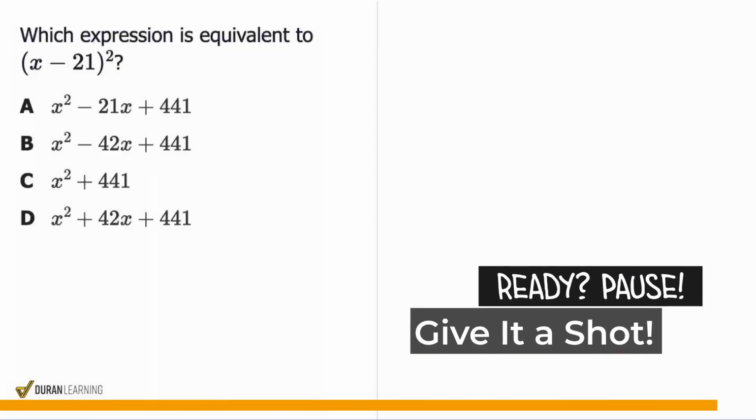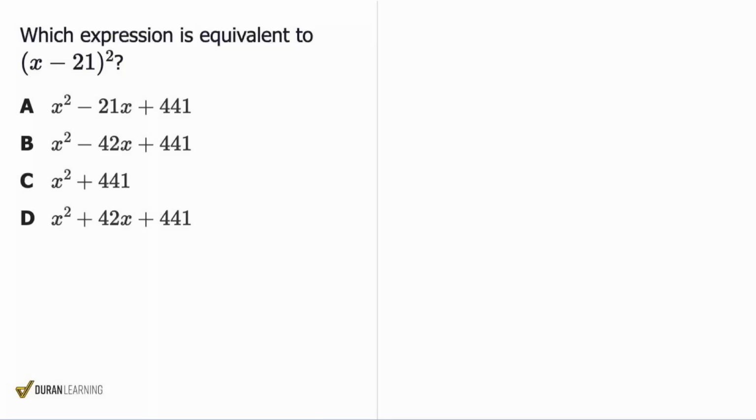So here, which expression is equivalent to (x minus 21) all squared? This one's going to be a good one, because if you've been paying attention to the previous questions, you might think, oh man, I know the shortcut to this one. But you have to be careful, everybody, because we have a negative on the inside, and that can change some things up. So we have to be careful.